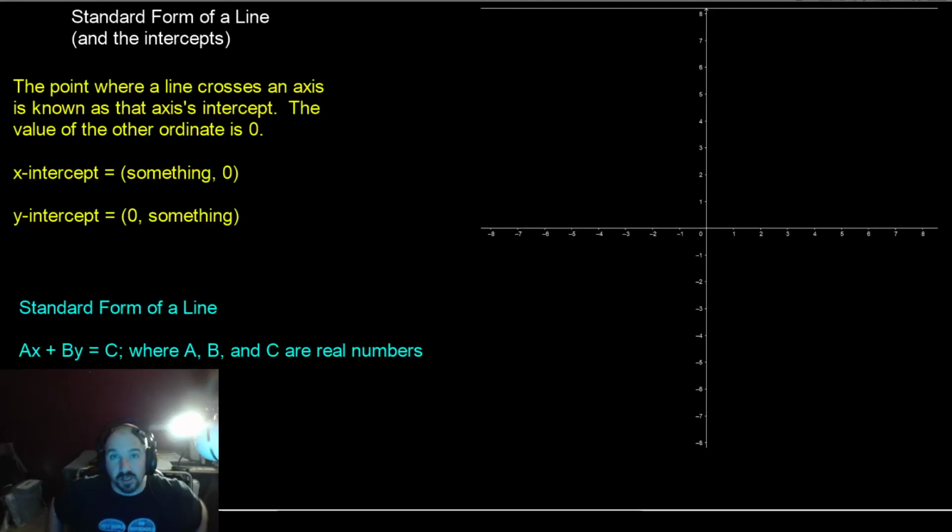So this video talks about the standard form of a line as well as the intercepts for lines. Now the intercepts are not dependent on being a line. A curve or another function can have an intercept, so it's not limited to just lines. But the point where a line crosses an axis is known as that axis's intercept. It makes sense: when you cross paths with somebody, you intercept them. Sometimes police cars are known as interceptors because they try to cross the path of the bad guy.